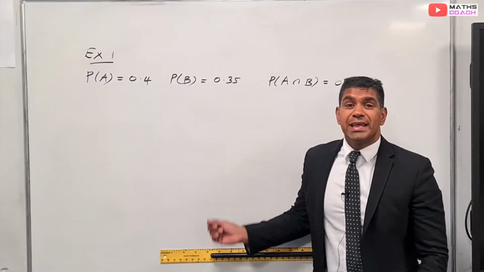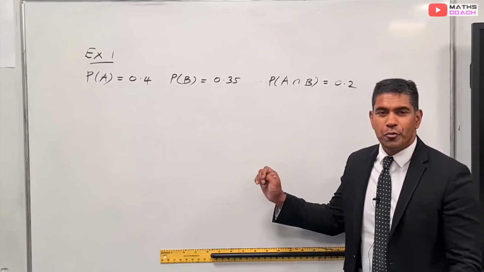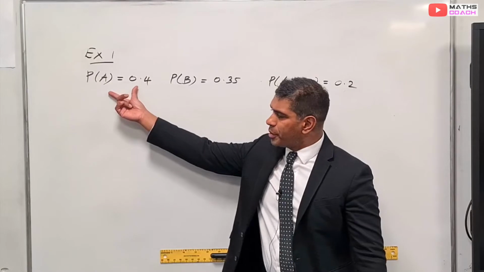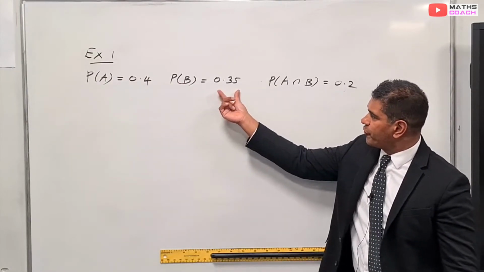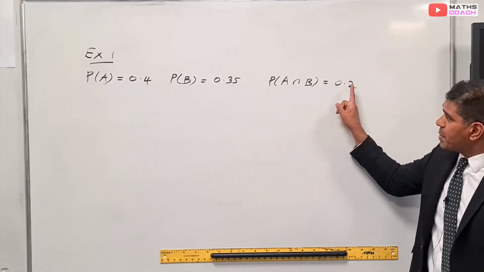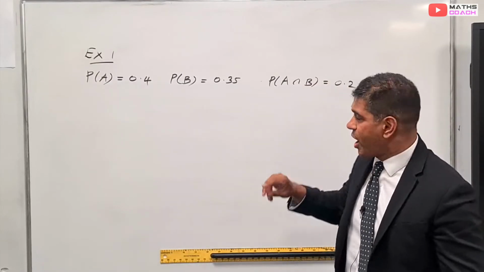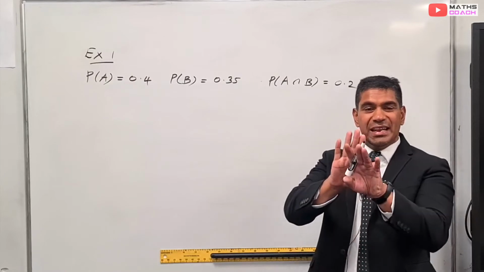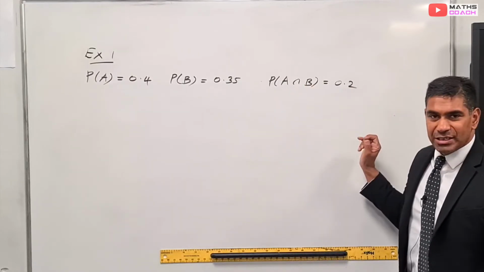So what we're going to do today are three examples associated with those four formulas that we looked at today. And here's example one. So we have probability of A equals 0.4, probability of B is 0.35, and probability of A and B is 0.2. Just be mindful, if you think about A and B against a Venn diagram, you know that A and B is the overlap, the overlap between these two, and that's 0.2.